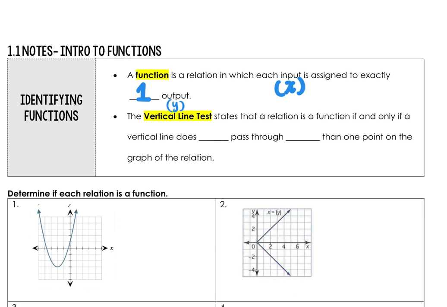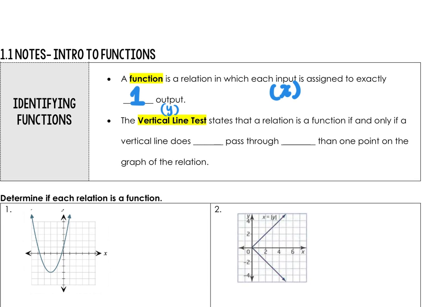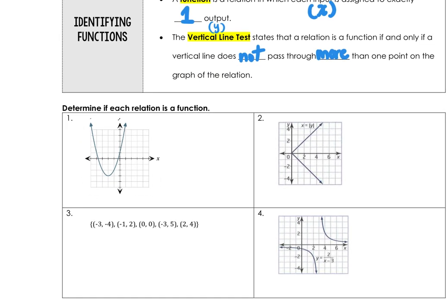When we're looking at graphs, we're going to use the vertical line test. The vertical line test states that a relation is a function if and only if a vertical line does not pass through more than 1 point on the graph of the relation. So if I draw a vertical line, does it hit that graph in more than one spot? If it does, then it's not a function. If you can draw a vertical line and it only touches that graph in one place, then it is a function, okay?